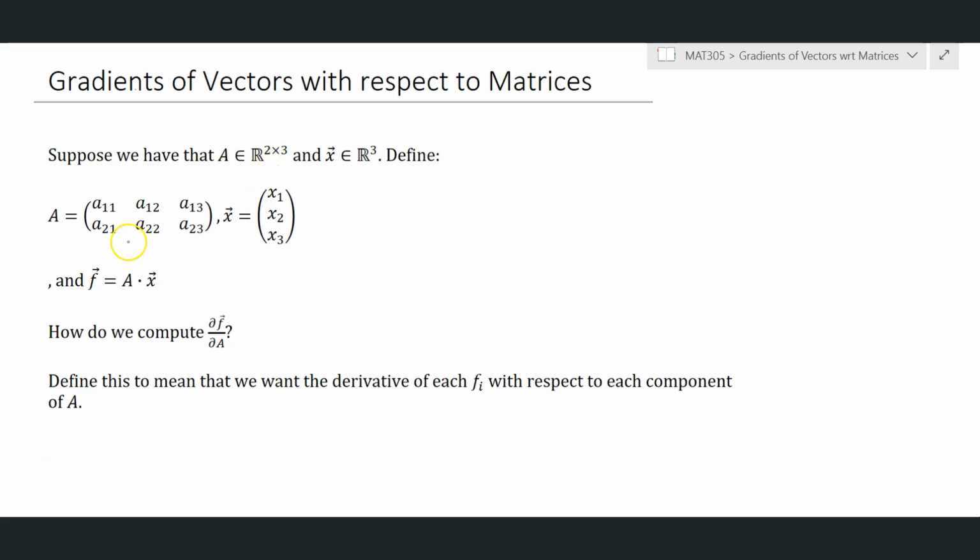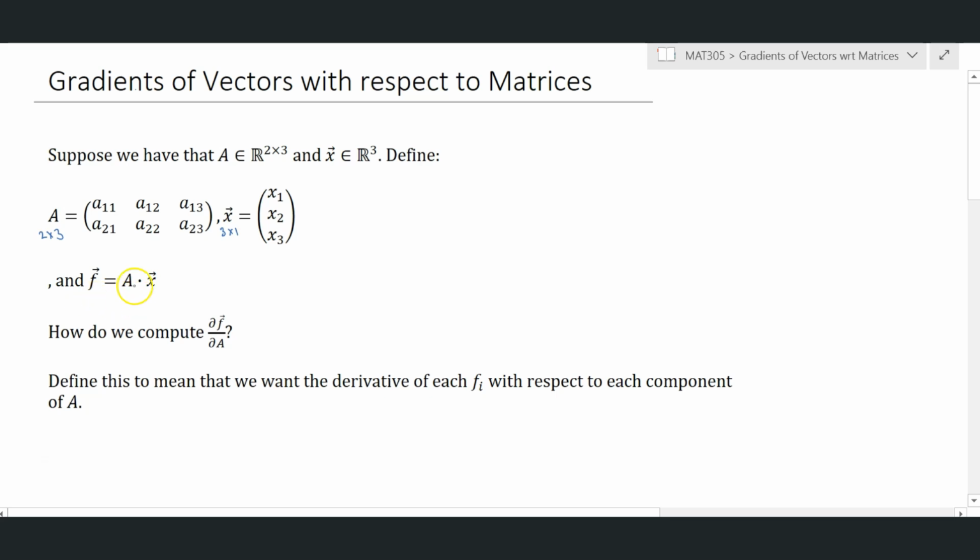We'll say that A is a 2x3 matrix. It contains these 6 components here. Just notice they're labeled according to row column. So little a11 is the first row, first column entry in that matrix, all the way down to a23. And by writing it this way, this just means A is an element of R^(2x3), or 2x3 matrices that consist of real numbers. And X is a 3x1 vector that lives in R3, and contains these 3 variables, x1, x2, x3.